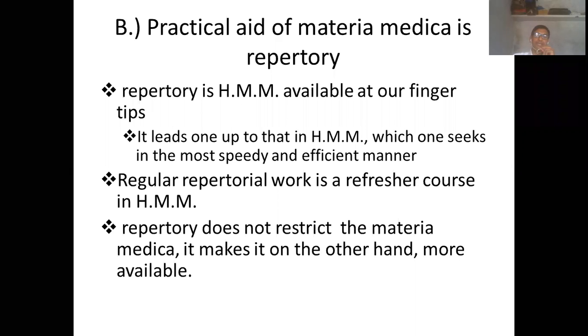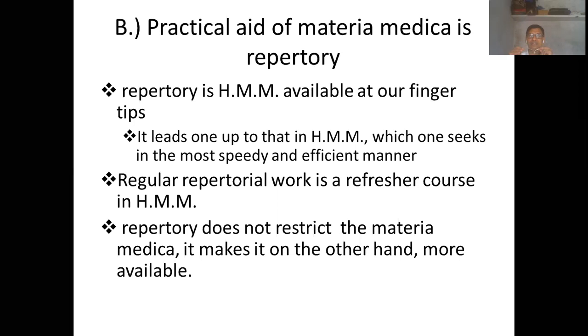Then one more point is that repertory does not restrict the materia medica. It makes it, on the other hand, more available. Now, what does it mean? Just now I explained why it is said that the repertory does not restrict the materia medica. Take the example of the 3 volumes of Clark's dictionary, which are given in a single repertory, that is the Prescriber, or the Clinical Materia Medica by J.H. Clark. 10 volumes of Hering's Guiding Symptoms are given in a single volume of Knerr's Repertory. 10 volumes of C.F. Allen's Encyclopedia are given in the 6 volumes of Gentry's Concordance Repertory.